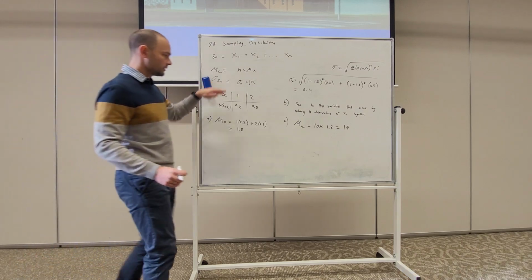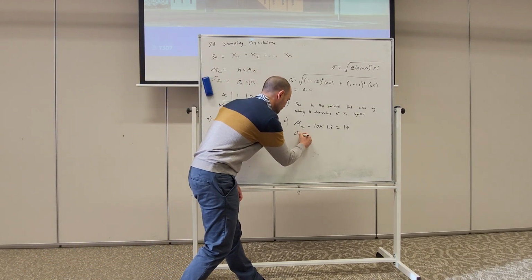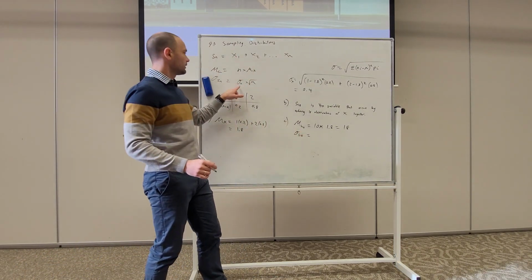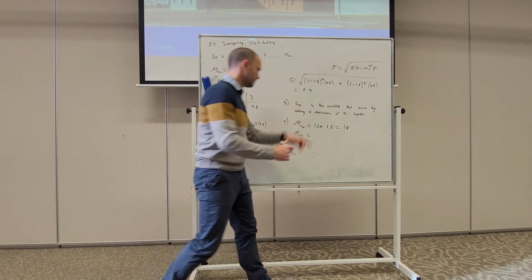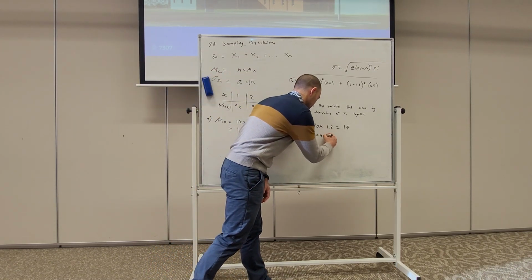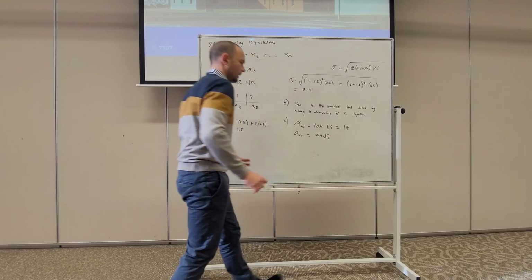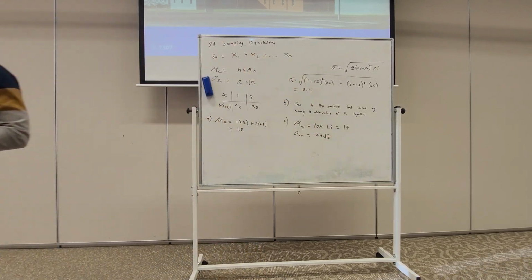Alright, the standard deviation of S10 is the standard deviation of x times the square root of 10. So 0.4 times the square root of 10. And we can leave it like that or evaluate it to a few figures.